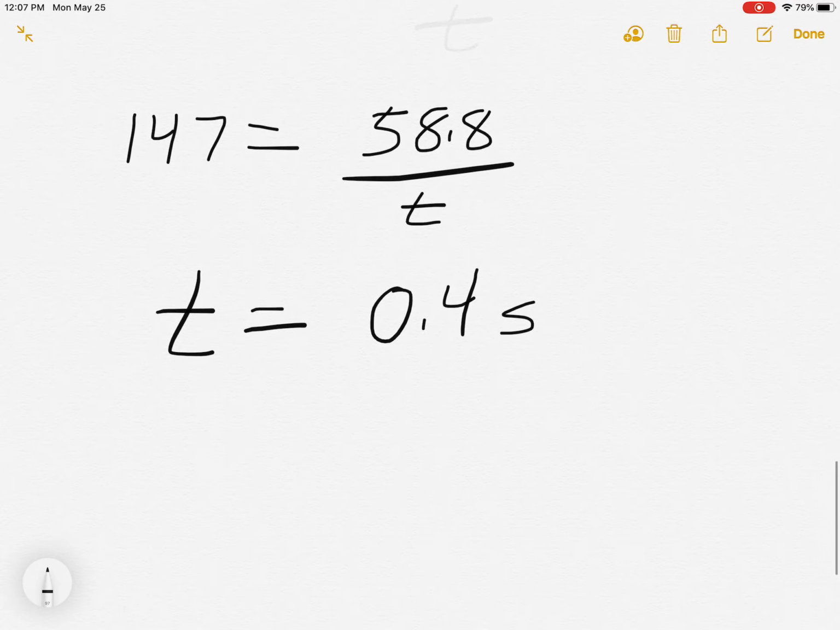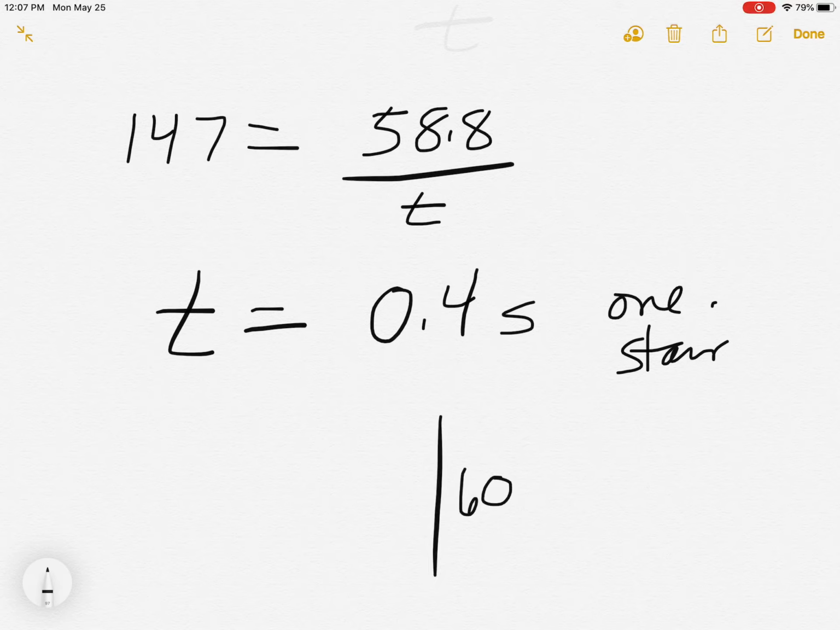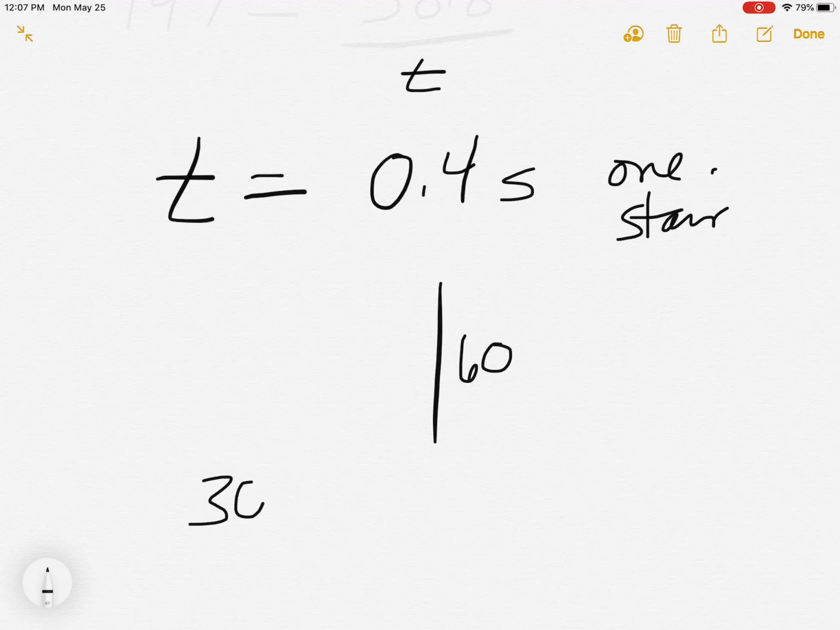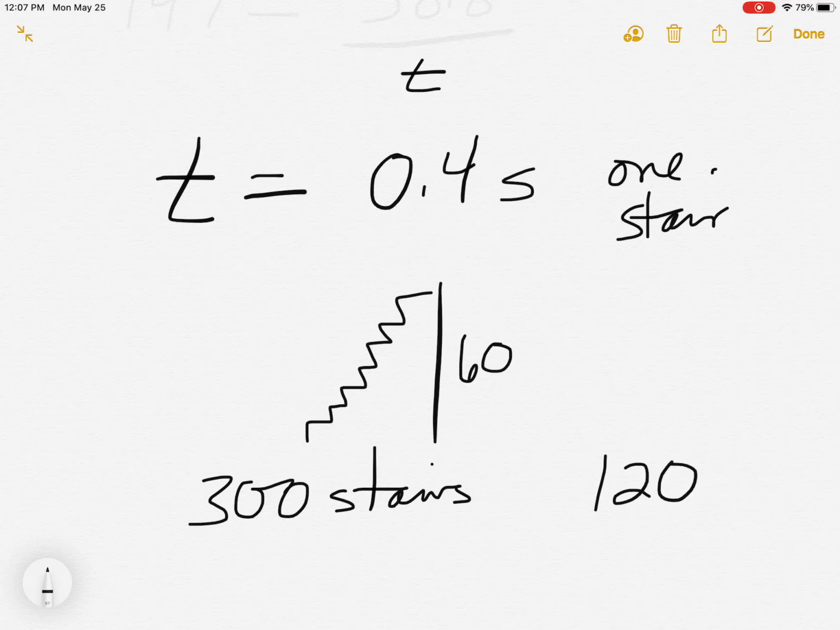And then that's for one stair. Well, how many stairs are there? So I'm going to just put one stair here. Well, if you have a height of 60 and each stair is 0.2, then you'd have to divide 60 by 0.2, and you'd find out there were 300 stairs. Right? 0.2, 0.2, 0.2. Dividing that into 60 gives you 300 stairs. And 300 times 0.4 is 120. So we get the same answer if we assume she takes one stair at a time.